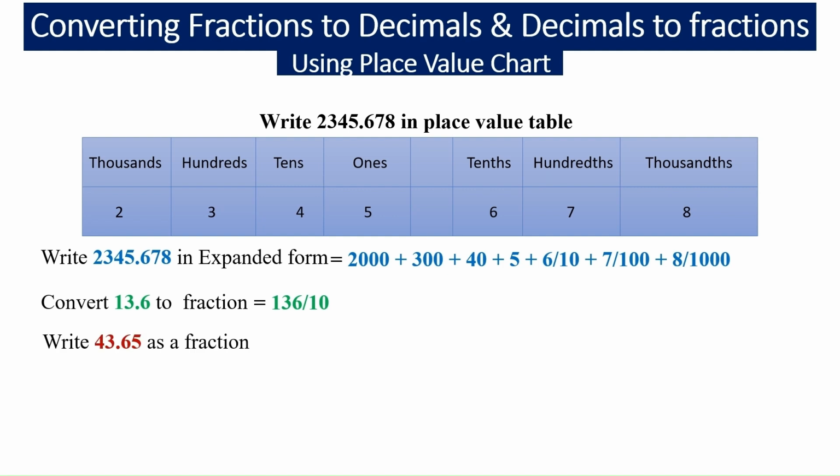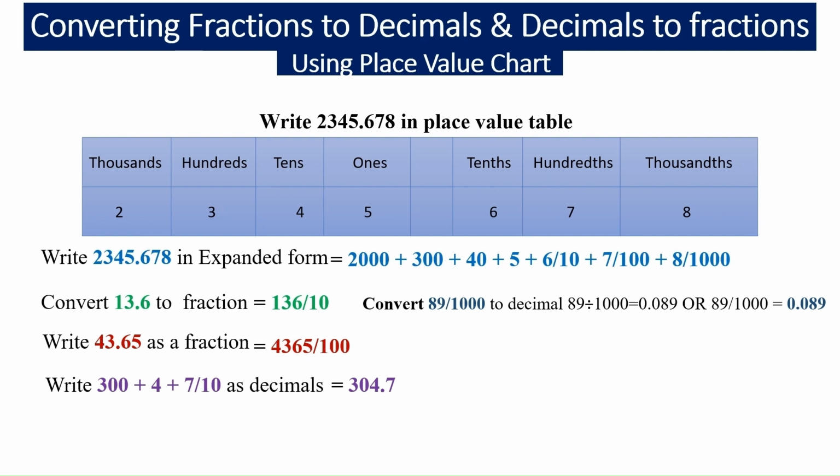Next question, write 43.65 as a fraction. 6 is in the tenths place, 5 is in the hundredths place, and 3 in the ones place and 4 in the tens place. So the answer will be 4365 upon 100. Next question, you have to write this as a decimal. So this is going to be 304.7.